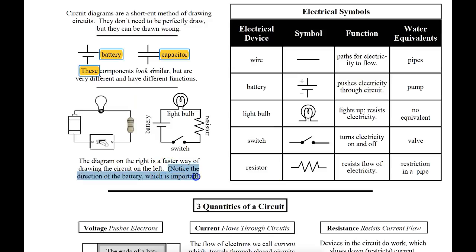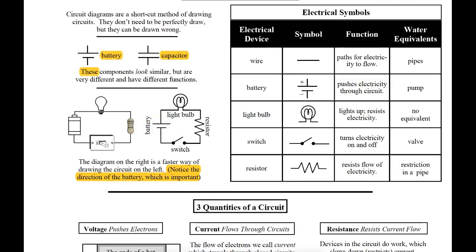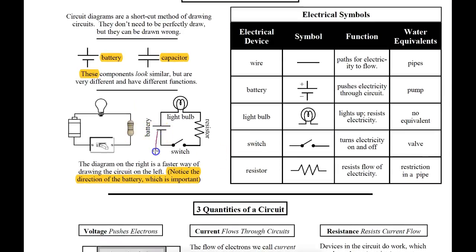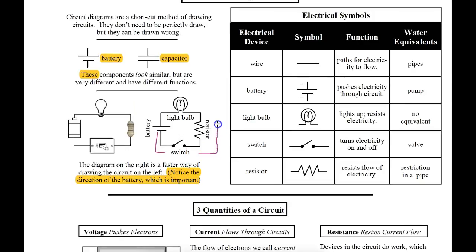Notice the direction of the battery, which is important. This actually has the flow of electrons. I'm going to change over to the pencil here. Will actually move this way. So this being your positive end and this being your negative end. So if this was closed, the light would light up, hopefully, it should.